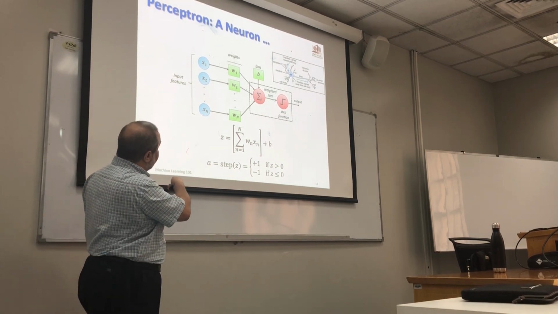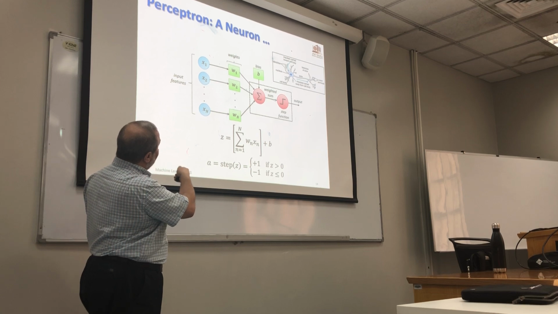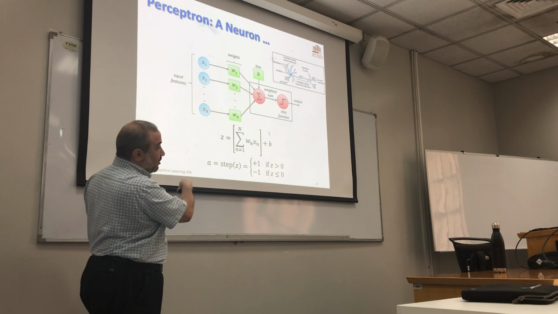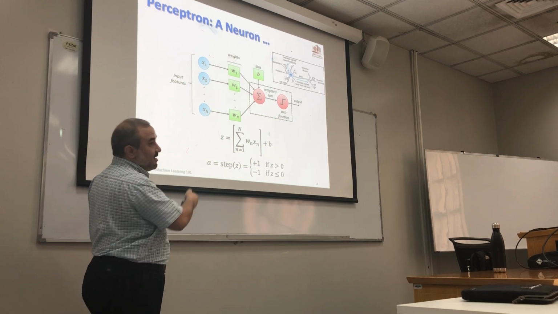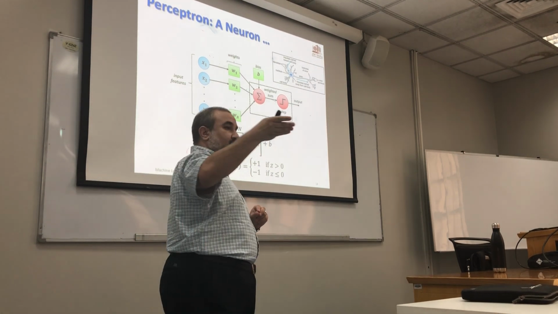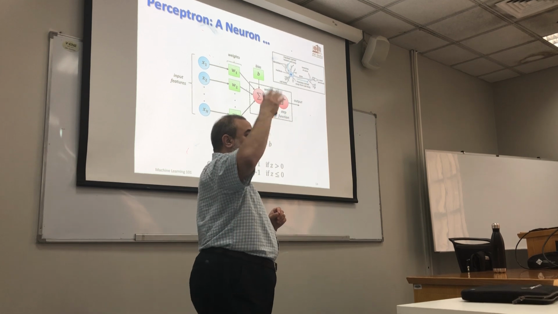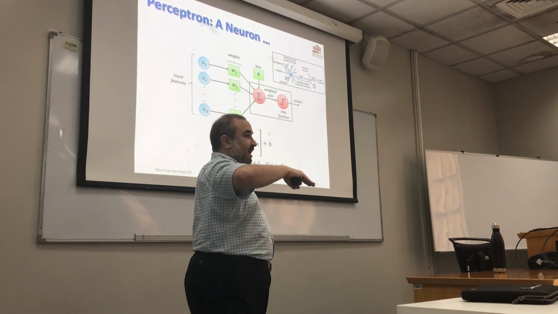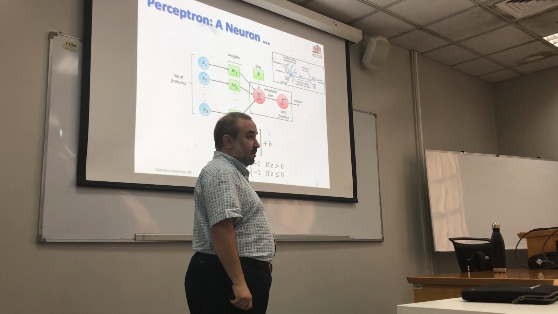We have input features here. We have weights. The values of the features are weighted by the weights and then summed together, and then the sum goes through the step function to decide: if the sum is positive, then +1 will be produced. If negative, then -1 will be produced.